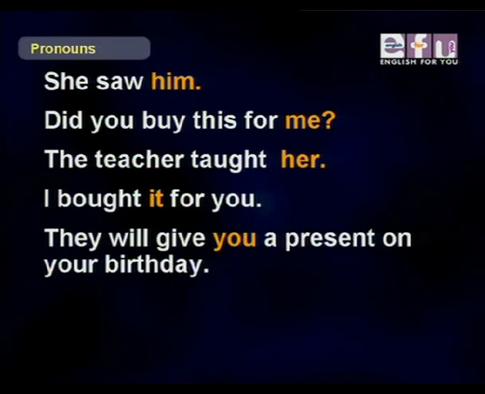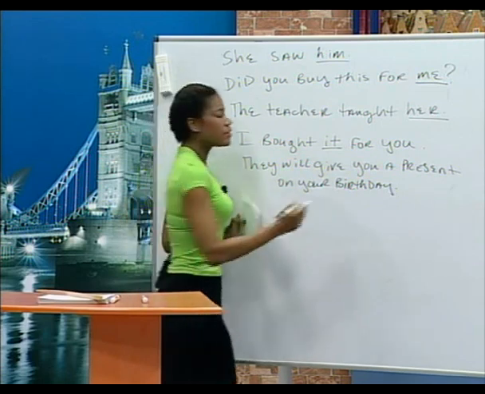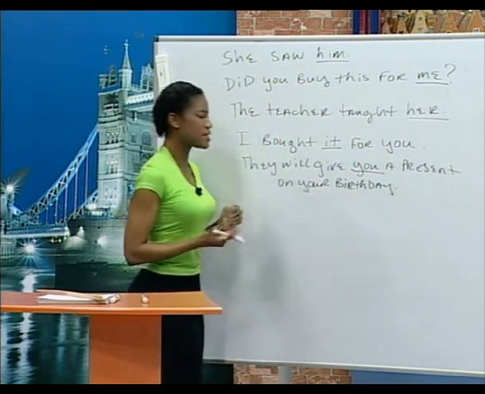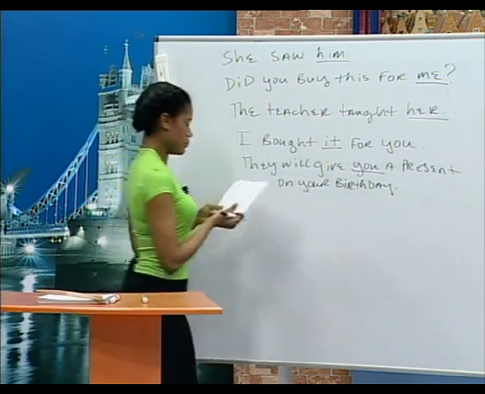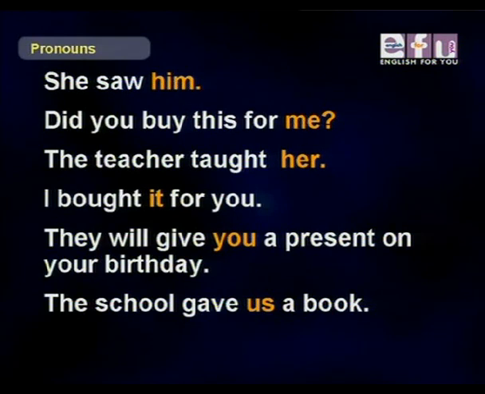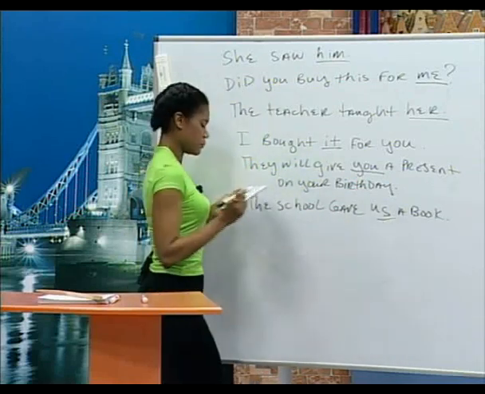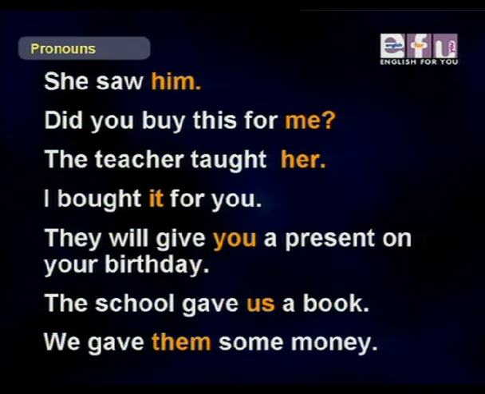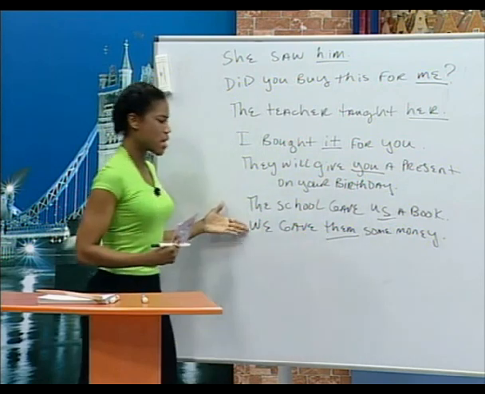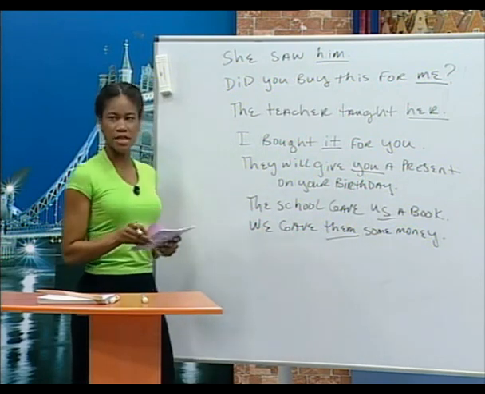It, object pronoun. I bought it for you. They will give you a present on your birthday. The school gave us a book. We gave them some money. Object pronouns.